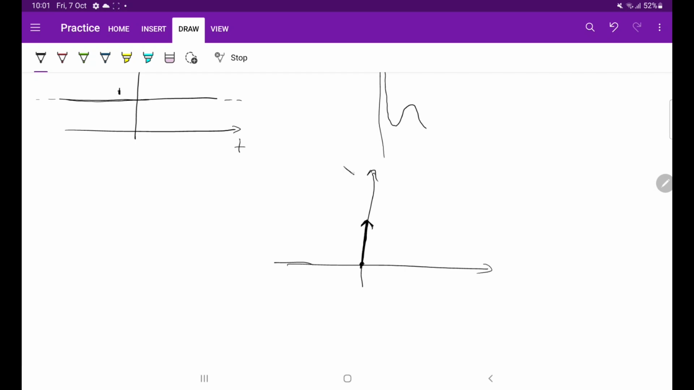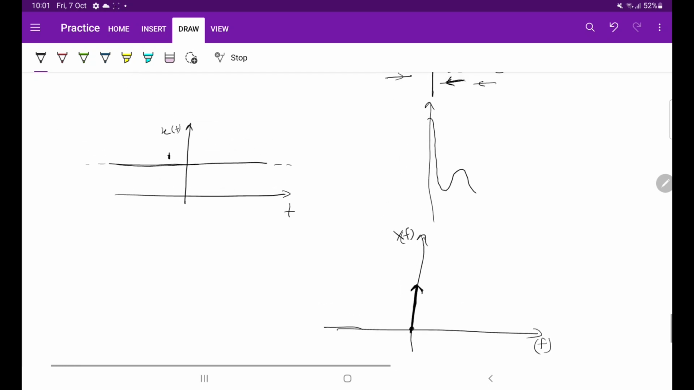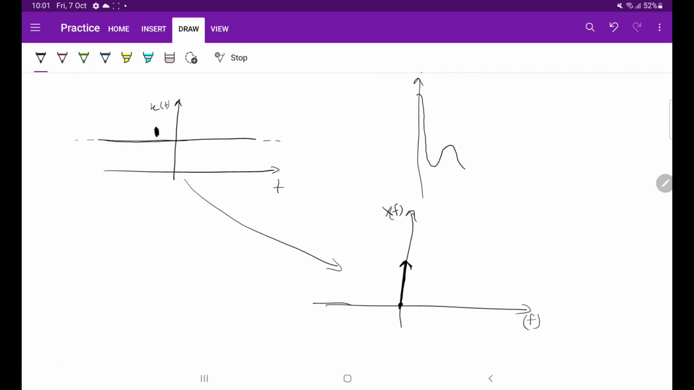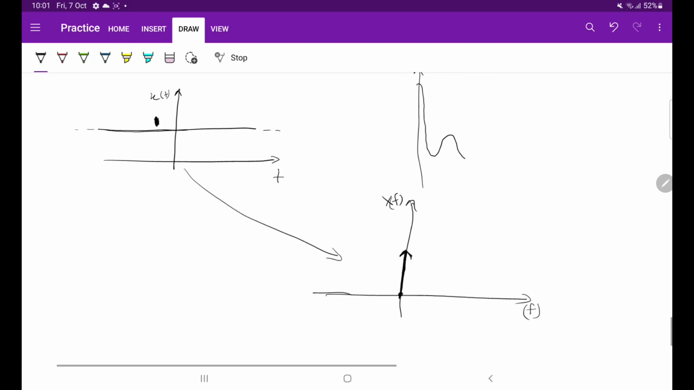So what's the name of this function? It has a special name, which is known as the Dirac delta function. So the Fourier transform of a function which is 1, if you Fourier transform it, you are going to get a Dirac delta function. So that's the important thing you need to notice.